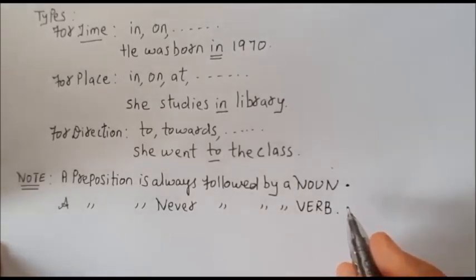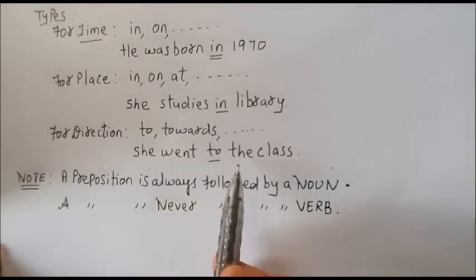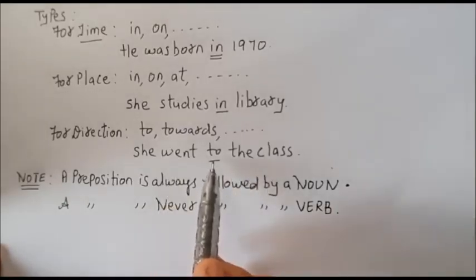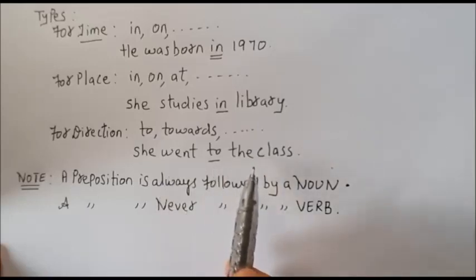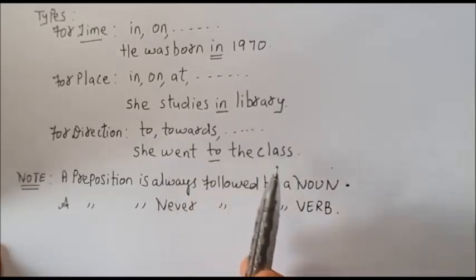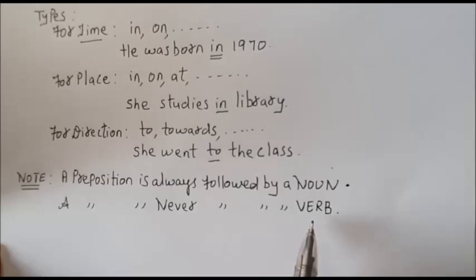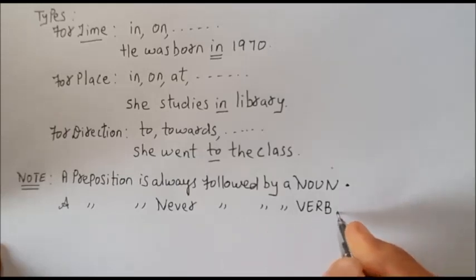For example, if I say, she went to the class, yes, this preposition is followed by a noun. But if I say, she went to singing, she went to talking, you can't use it that way. So a preposition is never followed by a verb. So you'll have to remember these two very important points.